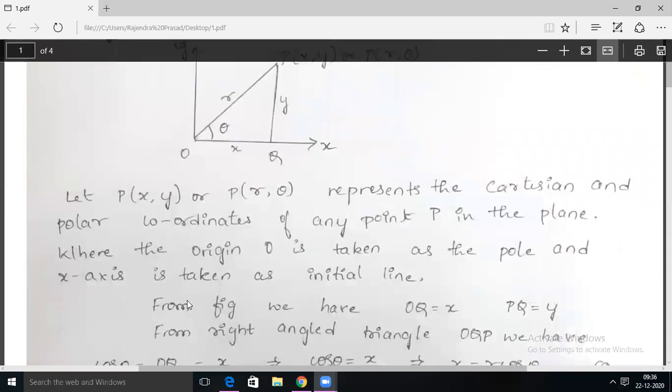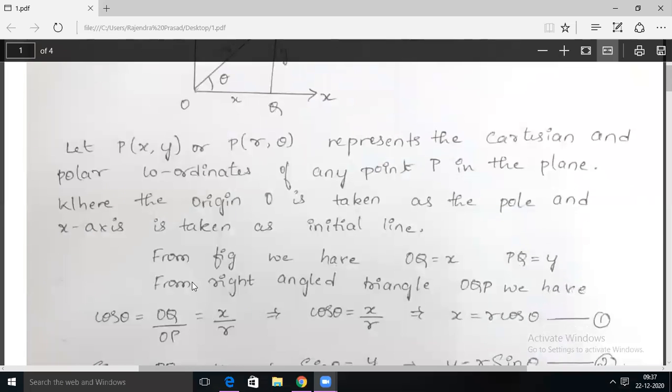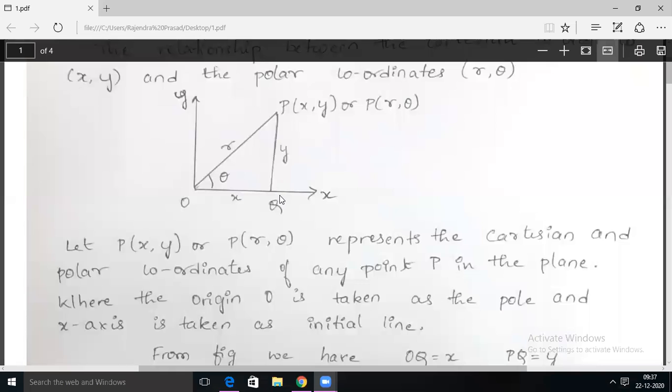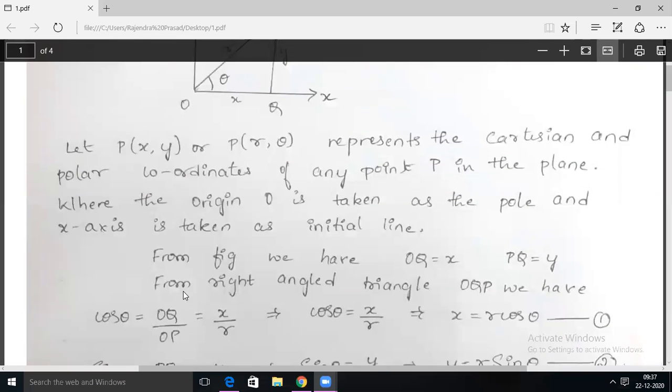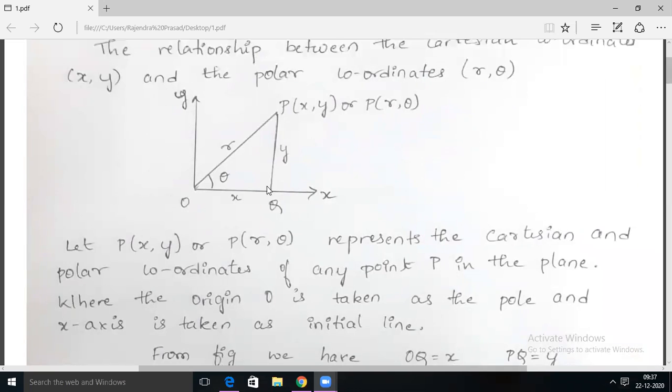Observe here. From the figure we have OQ is equal to x, PQ is equal to y, OP is equal to, we shall take r. See, from the figure we have OQ is equal to x, PQ is equal to y. Here we shall consider a right angle triangle. From the right angle triangle OQP, we have to mark it, we have not marked it. So this is the right angle triangle OQP.